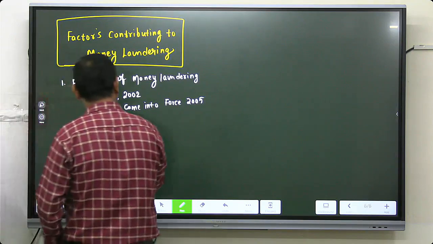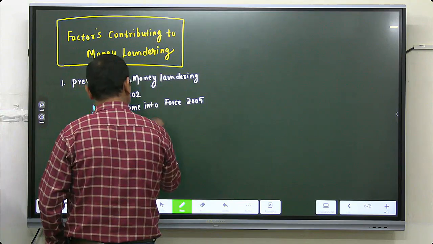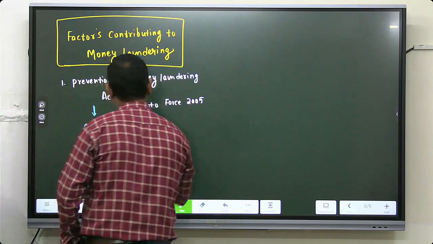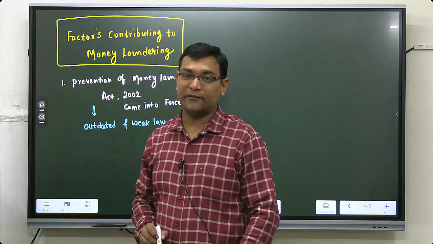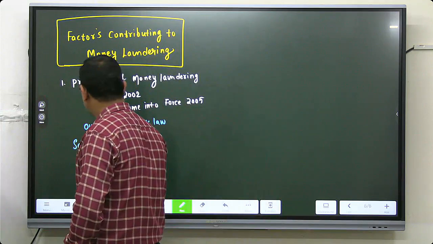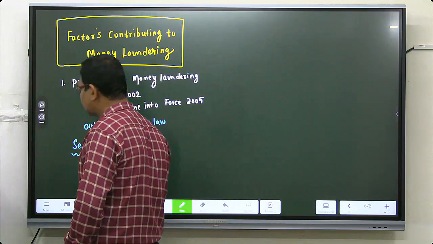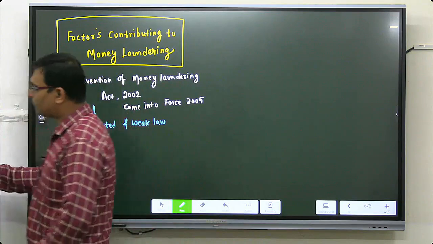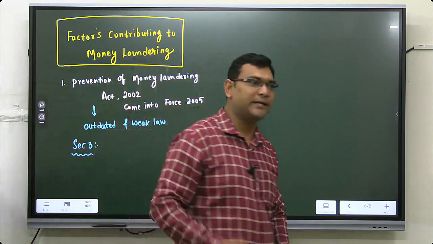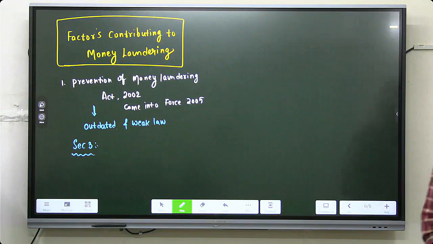Okay, outdated and weak law. Outdated and weak. So here you write one more. Section 3 of the Prevention of Money Laundering Act. You write it here: PMLA, Prevention of Money Laundering Act.